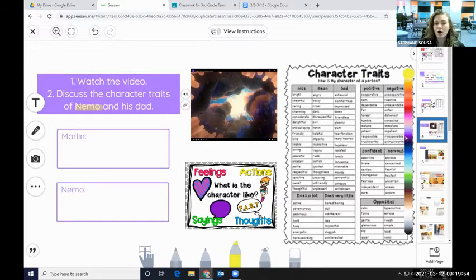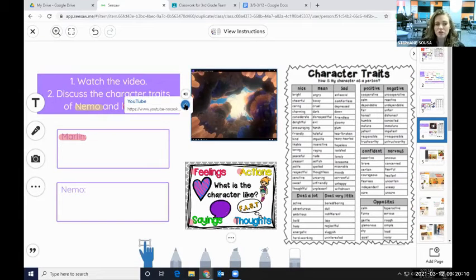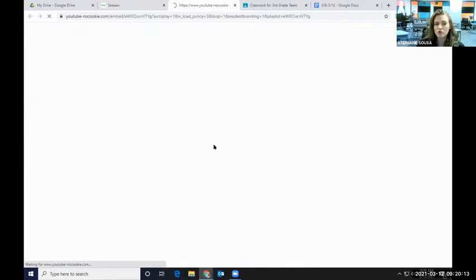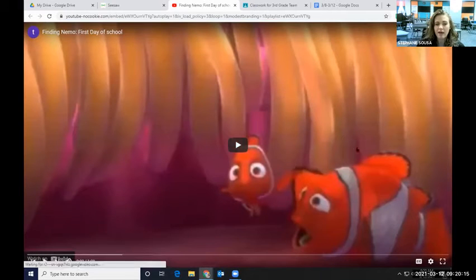Second job is to also at the same time be thinking about his dad. His dad's name is Marlin. What are Marlin's character traits? Think FAST about him. Feelings, actions, sayings, and thoughts. All right. So think about these characters as we're watching. What character traits would you use to describe them?